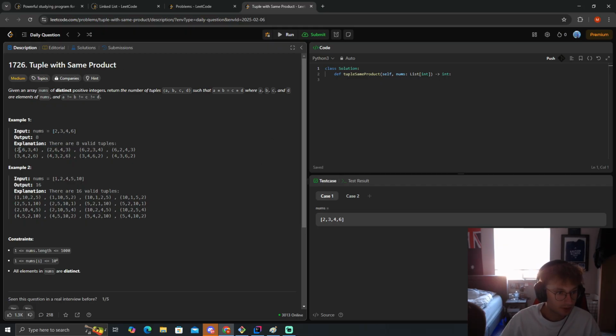Two, three, four, 6. 8 valid tuples. A, B, C, D such that A times B is equal to C times D, where A, B, C, and D are elements of nums, and A does not equal B, does not equal C, does not equal D.